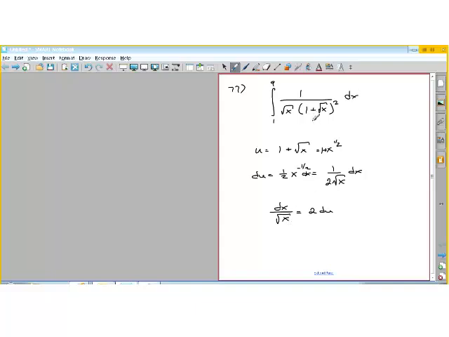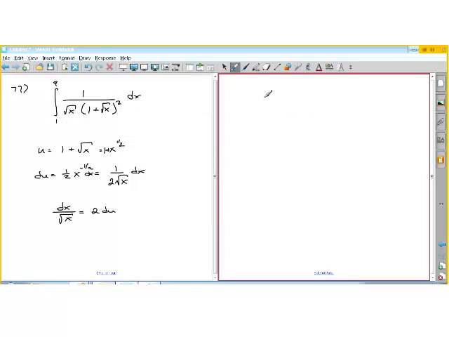So for dx over the square root of x, I can put in 2 du. We have to redefine the limits. When x equals 9, u equals, well, you go to the expression for u, which is 1 plus the square root of 9, which is 1 plus 3, which is 4. And for our lower limit, when x equals 1, u equals 1 plus the square root of 1, which is 2. So now we can rewrite the original integral.